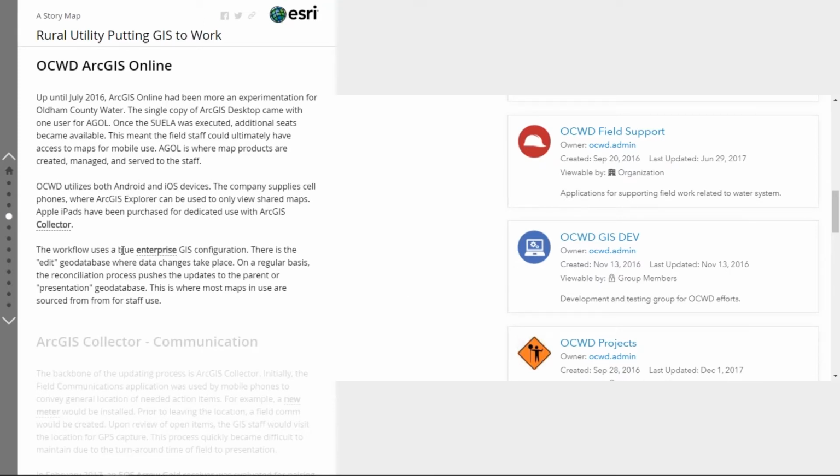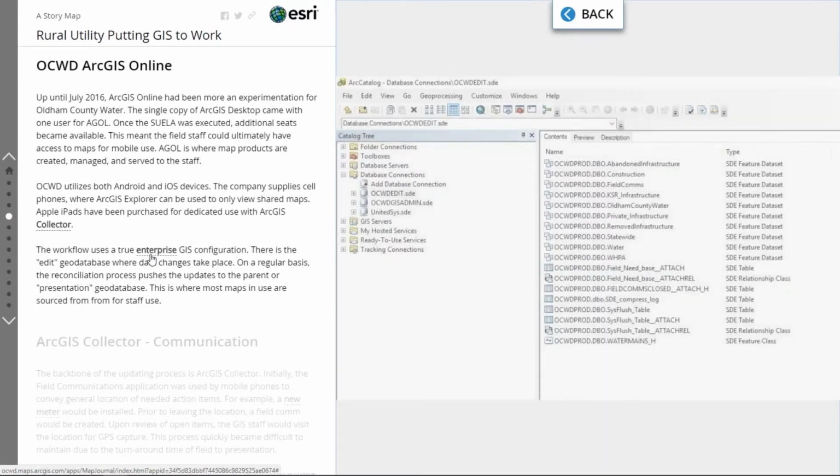So again, once we got the ELA, we were able to take on ArcGIS Server and implement really a true enterprise configuration. Our catalog here shows our parent geodatabase, and we have our edit database. This is where our guys in the field can potentially edit some layers. One of those being our system flush application, which I'll talk about shortly.